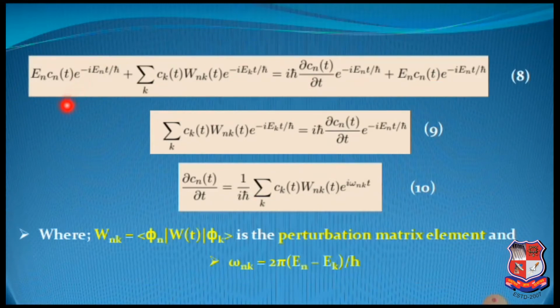Simplifying the equation, we will get E_n c_n(t) e raised to minus iE_n t upon ħ plus summation over k, this term is as it is, c_k(t) W_nk(t) e raised to minus iE_k t upon ħ is equal to iħ ∂c_n(t)/∂t e raised to minus iE_n t upon ħ plus E_n c_n(t) e raised to minus iE_n t upon ħ. This is equation number 8.